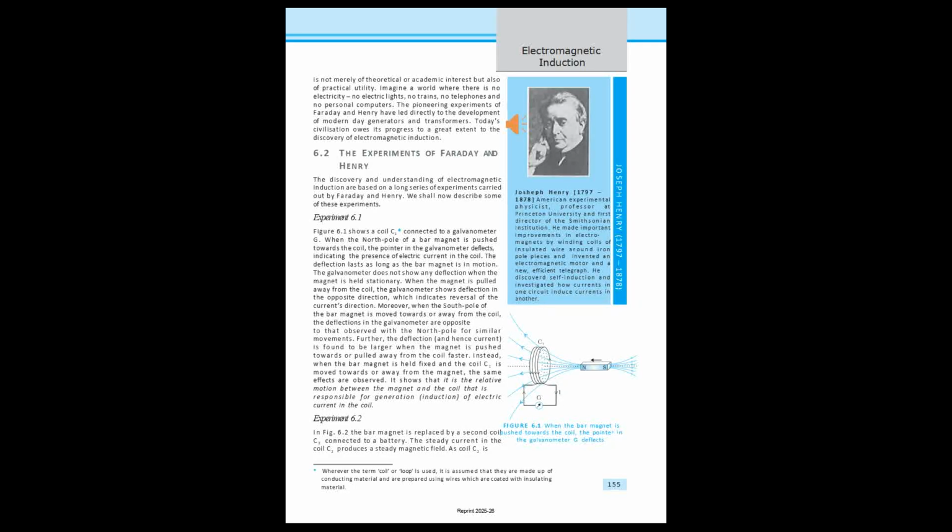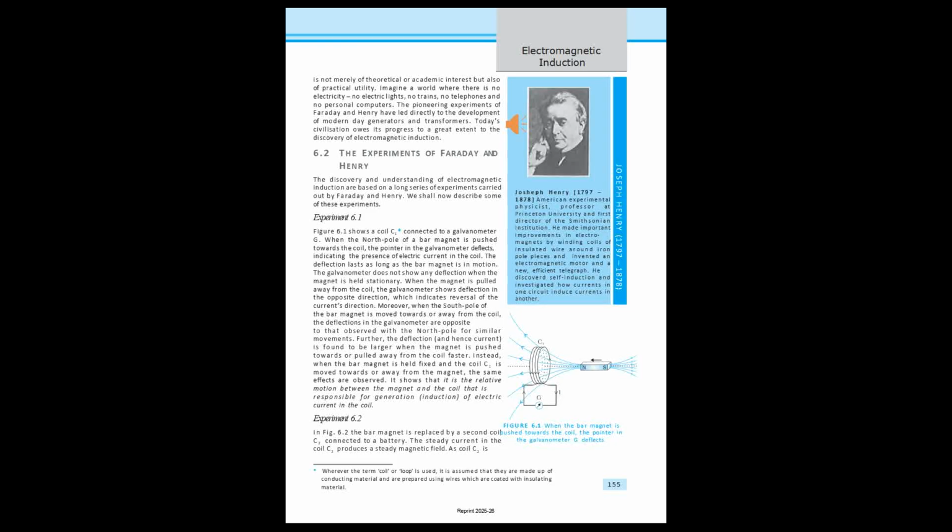Further, the deflection, and hence current, is found to be larger when the magnet is pushed towards or pulled away from the coil faster. Instead, when the bar magnet is held fixed and the coil C1 is moved towards or away from the magnet, the same effects are observed. It shows that it is the relative motion between the magnet and the coil that is responsible for generation, induction, of electric current in the coil.